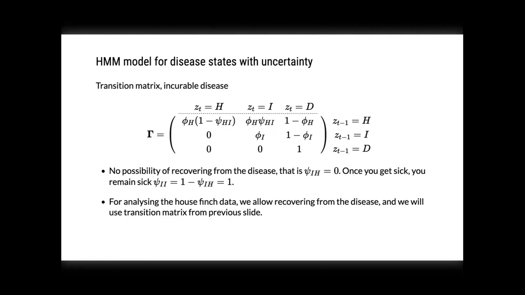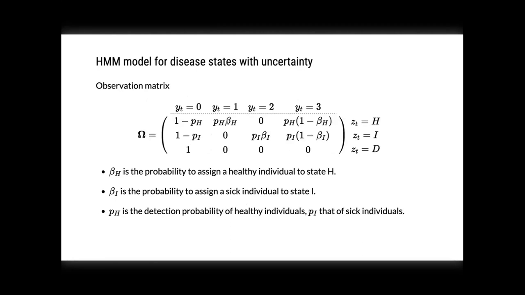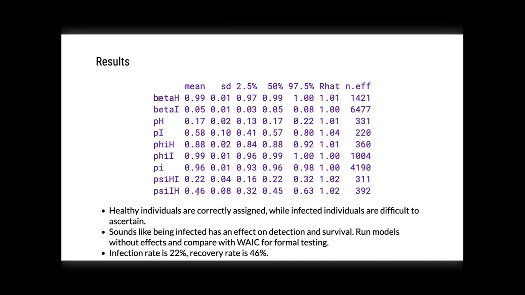The observation matrix, that's an important part. You see, it's exactly the same matrix we saw for the sooty shearwater example, except that you replace breeder by healthy and non-breeder by ill. And if you run it, you get that the probability of correctly classifying healthy animals is almost perfect. And the probability of correctly assigning ill individuals is very difficult. It's almost zero. And you have some probability of transition between healthy and ill states, which is around 20%. And the probability of recovering from the disease is about 50%.